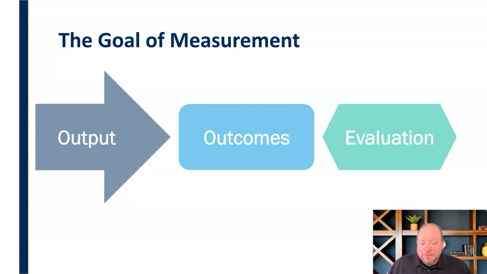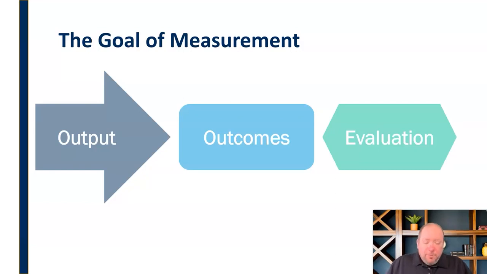Were the outcomes sufficient to justify the output? In other words, did it match up? Did our output match up with what we hoped we would accomplish through those outcomes? Were we able to really achieve the goals that we set out to do? So we need to look at all of this and more as part of evaluation. It's really a holistic process.